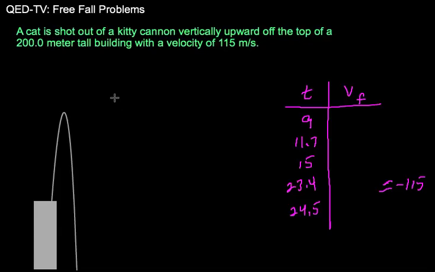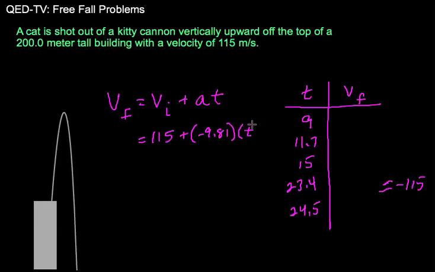Okay, so I need an equation that has time in it, and it has a final velocity in it. And the equation that has both of those in it is VF equals VI plus AT. And so if I figure out my final velocity, my initial velocity in all of these problems, this starts out at 115. So I'm going to have 115 plus my gravity, negative 9.81, and then I'm going to multiply that by the time. So I have all these times here, and I could do this first problem and put in a 9 for my time and figure out what my final velocity is.